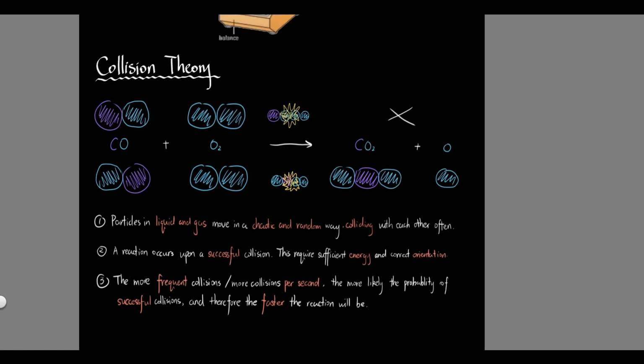Hey guys, it's me again. So I just want to make one quick clarification. I don't think I mentioned that only particles in liquid and gas move in a chaotic and random way, because apparently particles in solids don't really move. So yeah, it's mainly in liquid and gas. And I've also tried to tidy up the notes a bit, so hopefully this one will be more straightforward and clearer. If you want to take a look, you can do it right now.